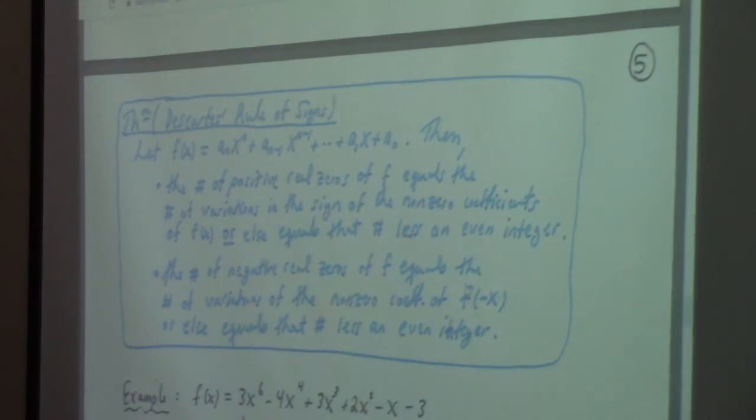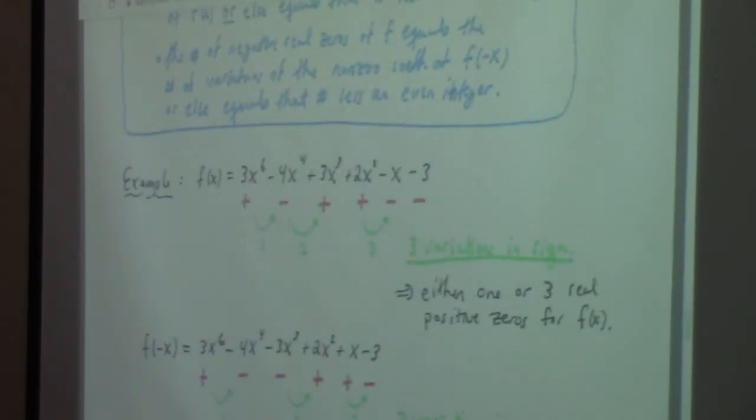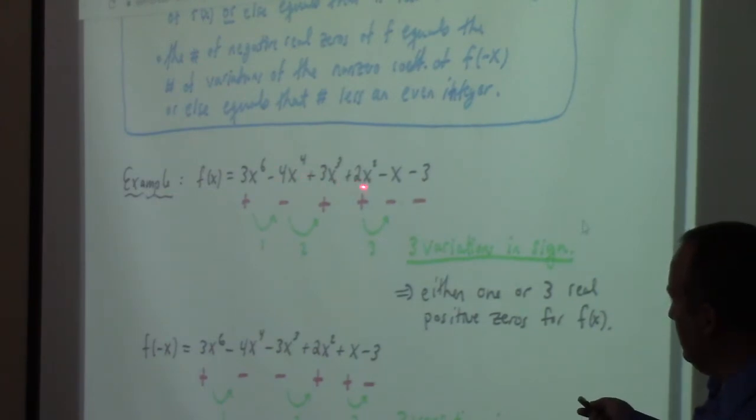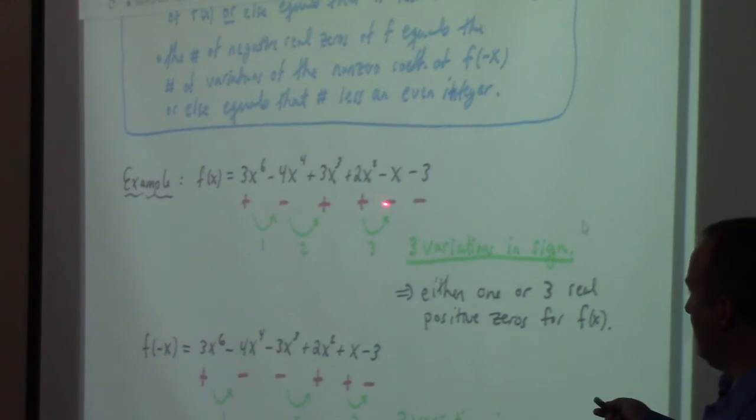To me, this is a very, like, what? I mean, it's hard to even understand what the theorem means. So this example helps explain. So this 3x squared minus 4x to the fourth plus 3x cubed plus 2x squared minus x minus 3. You go like plus, minus, plus, plus, minus, minus. So we've got one sign variation here, another flip-flop of signs here, another flip-flop of signs here. Those three variations in sign.